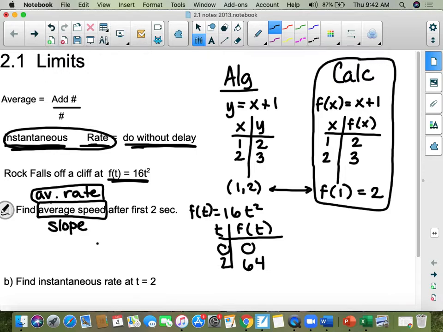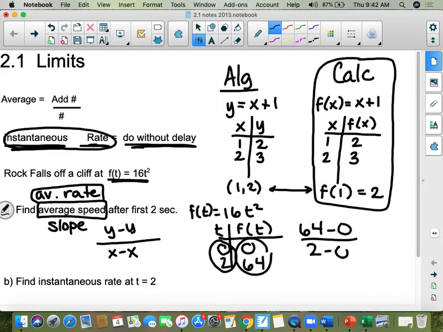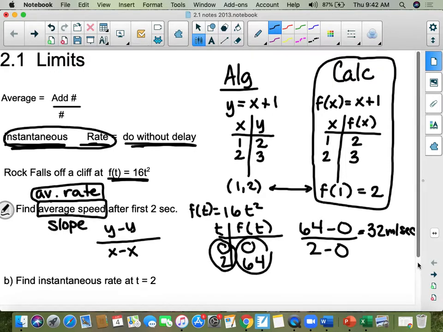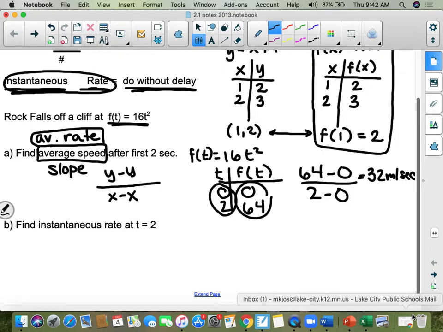So what I'm going to do is find my slope. These are my x's and these are my y's, and it's y minus y over x minus x. So I'm just going to do it over here. 64 minus 0 over 2 minus 0 is equal to 32 meters per second. You're going to be asked to find the average speed and the average rate a lot throughout this year. So remember those keywords. Now, we're going to find the instantaneous rate at t equals 2.